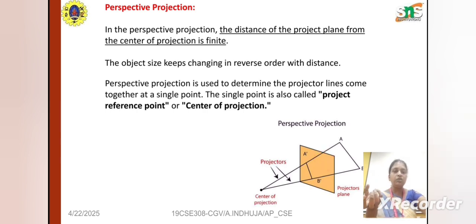But in parallel projection, the object is realistic, and whatever size the object has, the same size we are going to depict in the flat screen display. So that is called parallel projection.